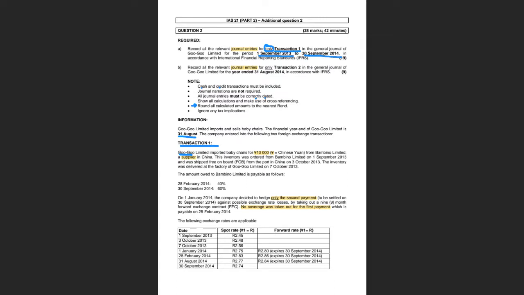Okay, so we've got one person in. The other people are unsure, I think. Which is the transaction date? There we go. So there's two people now.